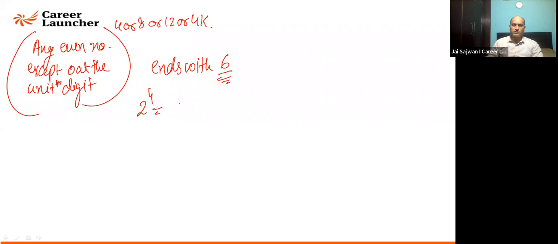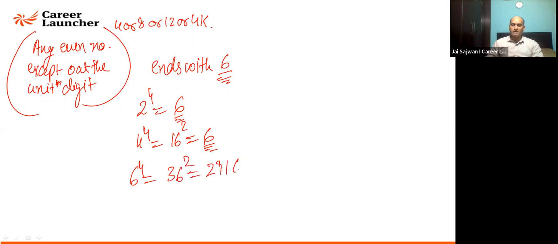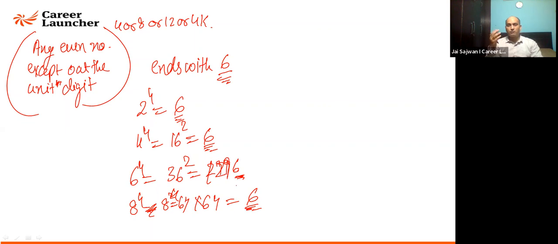For example, 2 to the power 4 is 16, ends with 6. 4 to the power 4, 4 square is 16, square is 256, ending with 6. 6 to the power 4, 6 square is 36, square of that is 1296, ending with 6. 8 to the power 4, 8 square is 64 into 64. 4 4s are 16, ending with 6. So do you understand, any even number where the power is 4, 8, 12 or a multiple of 4 ends with 6? I believe it is clear.